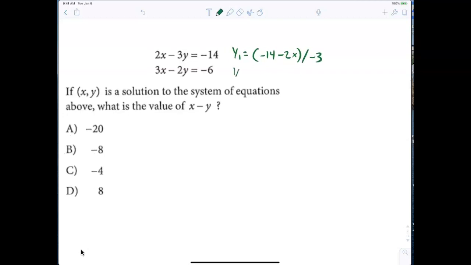Beautiful. All right, someone else for y2. Go, Morty. Negative 6 minus 3x. You're good. And then divided by negative 2. Beautiful. Everybody set that up now. y1, y2, negative 14 minus 2x divided by negative 3. Let's go. And then don't forget to calculate the intersection, right? Can somebody tell me what the intersection is?